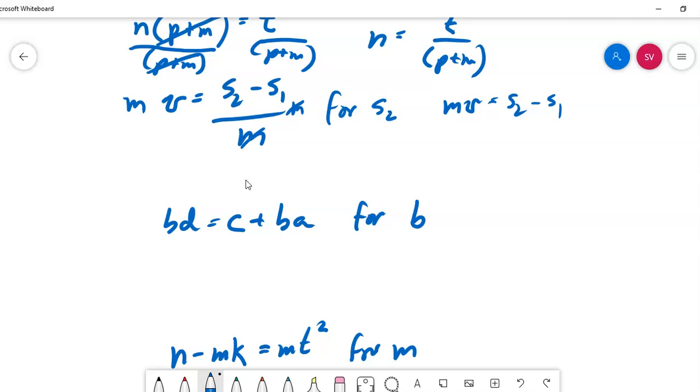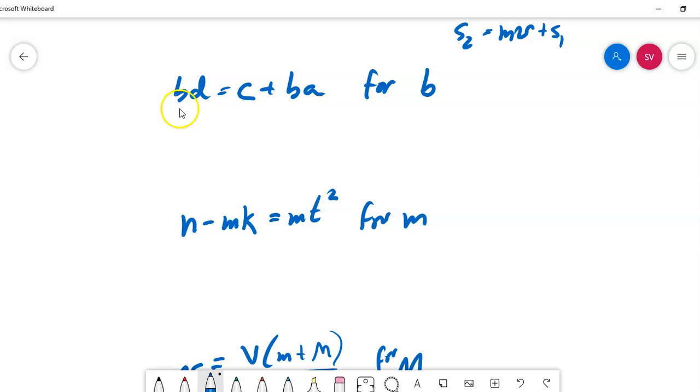Now the S1 is attached on the right side by subtraction, so I have to add it on the right and add it on the left side of the equal sign. So I get S2 is equal to MV plus S1. That's your final answer.